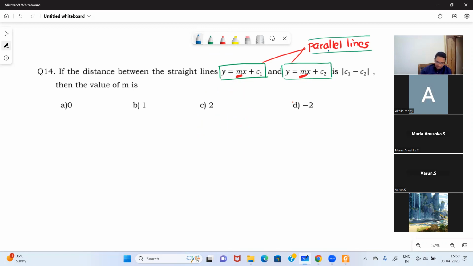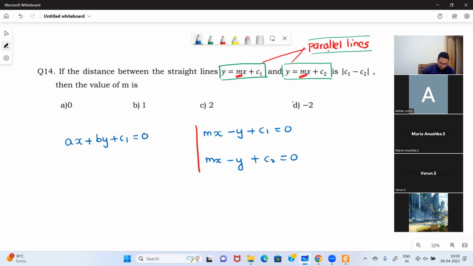So if I write the equation in the general form, mx - y + c1 = 0 is one equation. The other equation is mx, bringing the y this side, plus c2 = 0. If you compare it with the general equation, ax + by + c1 = 0 and ax + by + c2 = 0, these are parallel lines. Then the distance d between the two parallel lines is given by |c1 - c2| divided by the root of a² + b². This is the formula. So in this case, if you apply that formula, what would it be?